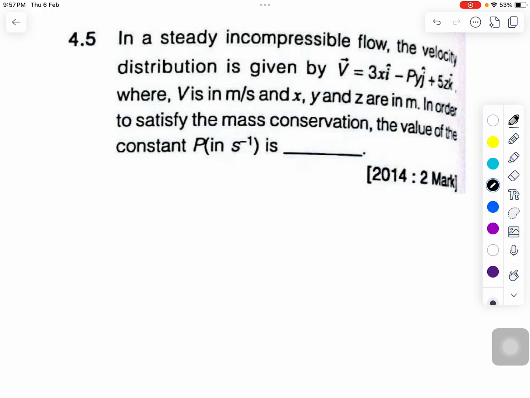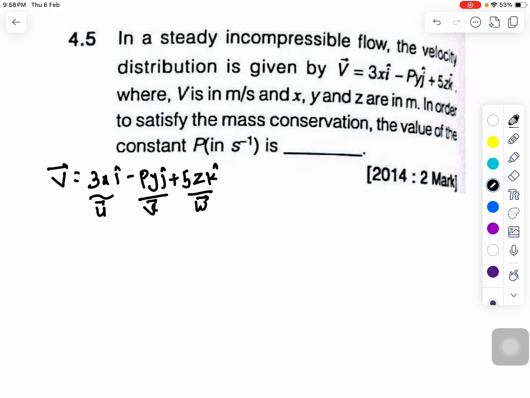The next question says that in a steady incompressible fluid, the velocity distribution is given. So the value of the velocity vector is given, that is 3x i cap minus py j cap plus 5z k cap. So this one is the u component, this one is the small v component, and this one is the w component. So this is a three-dimensional velocity profile, and in order to satisfy the mass conservation equation, we need the value of the constant.